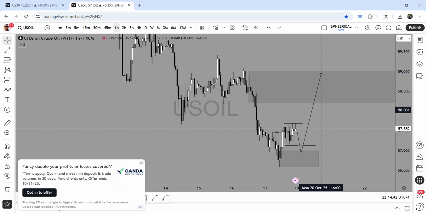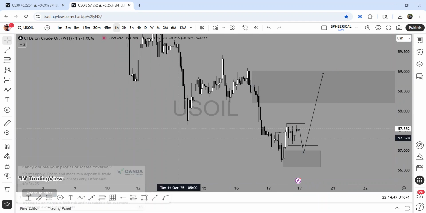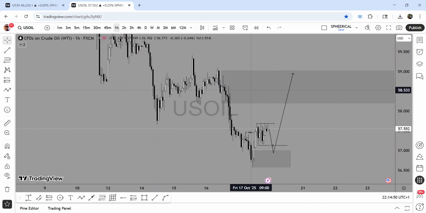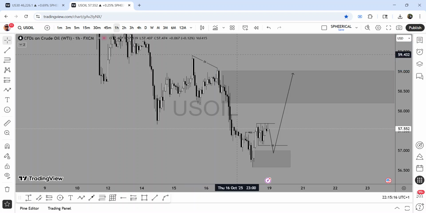So this is what I'll be expecting. Now, here in this 4 hour, that key level we're marking, there's no clear point of interest I'm seeing here in 1 hour. So I will be considering everything here as a liquidity, as equal high liquidity. I'll be considering this as a liquidity point.